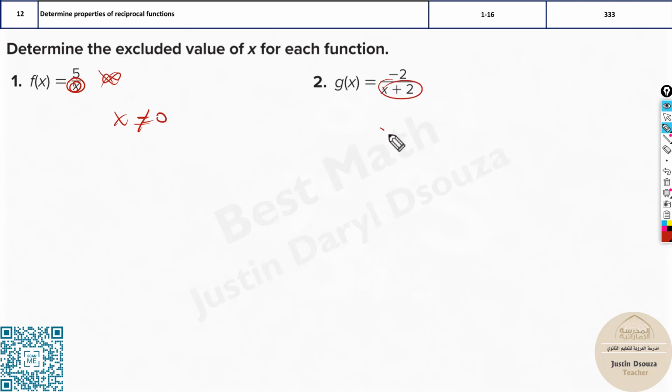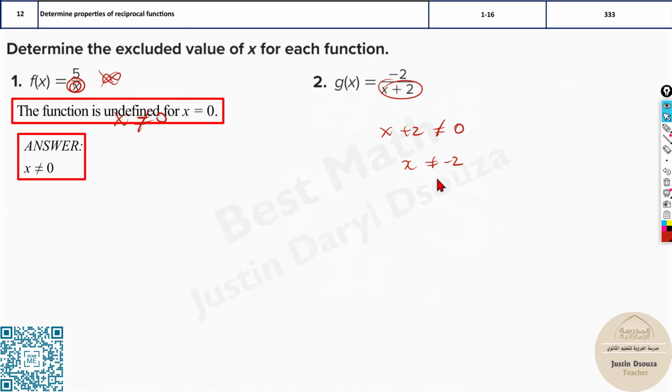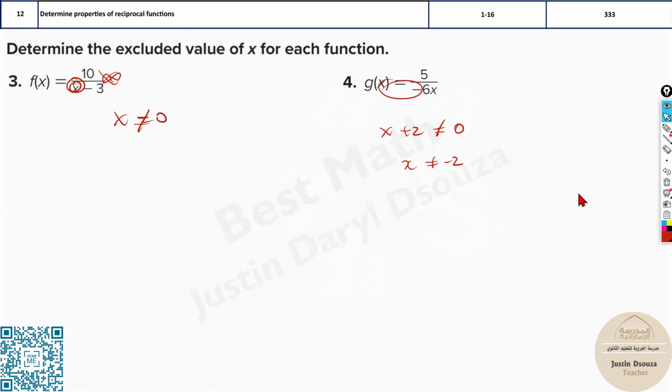Now what about this one? X plus 2 when it is equal to 0, that's not allowed, okay? So you can see x is not equal to minus 2 basically. This goes to the other side, it's minus 2. So the excluded value here is when x is minus 2. Or you can write x should not be equal to minus 2.